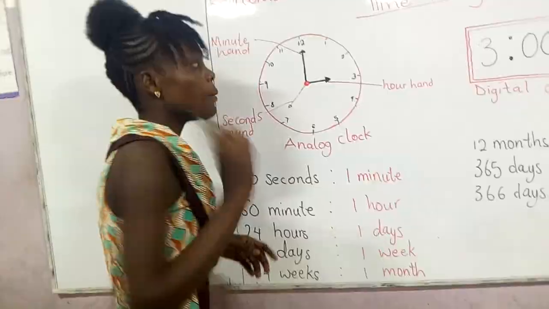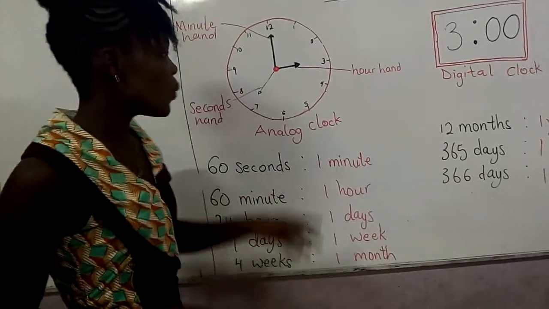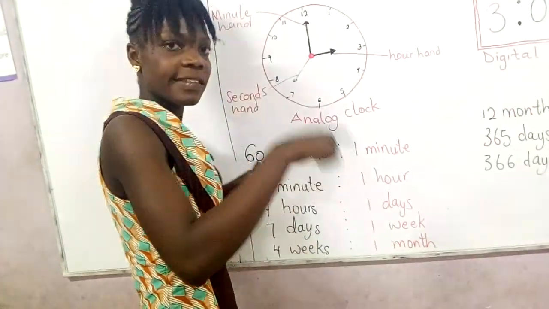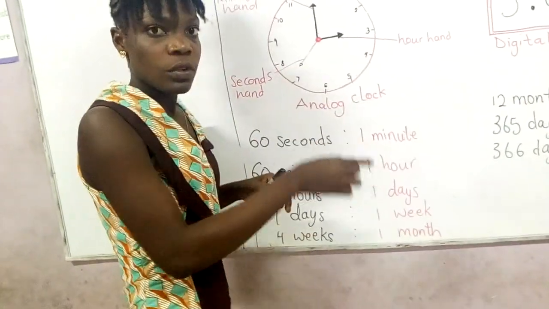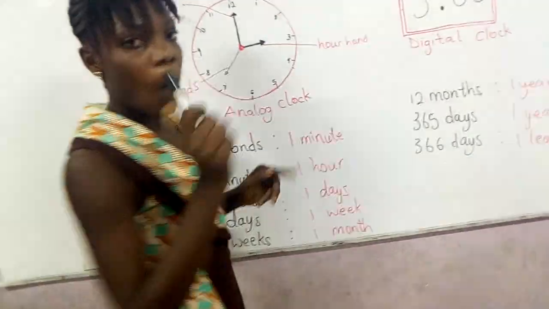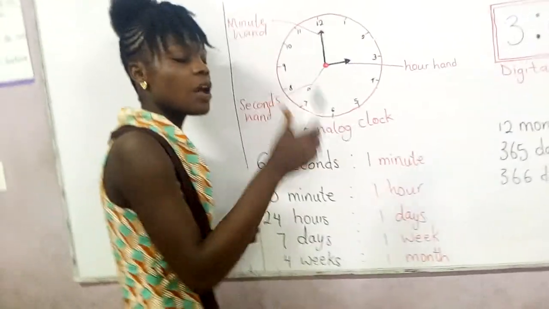So this short number and line is used for hours. So whenever this thick line goes round 60 times, this one will move to the next number. So we say 60 minutes gives us 1 hour. 60 minutes, 1 hour.